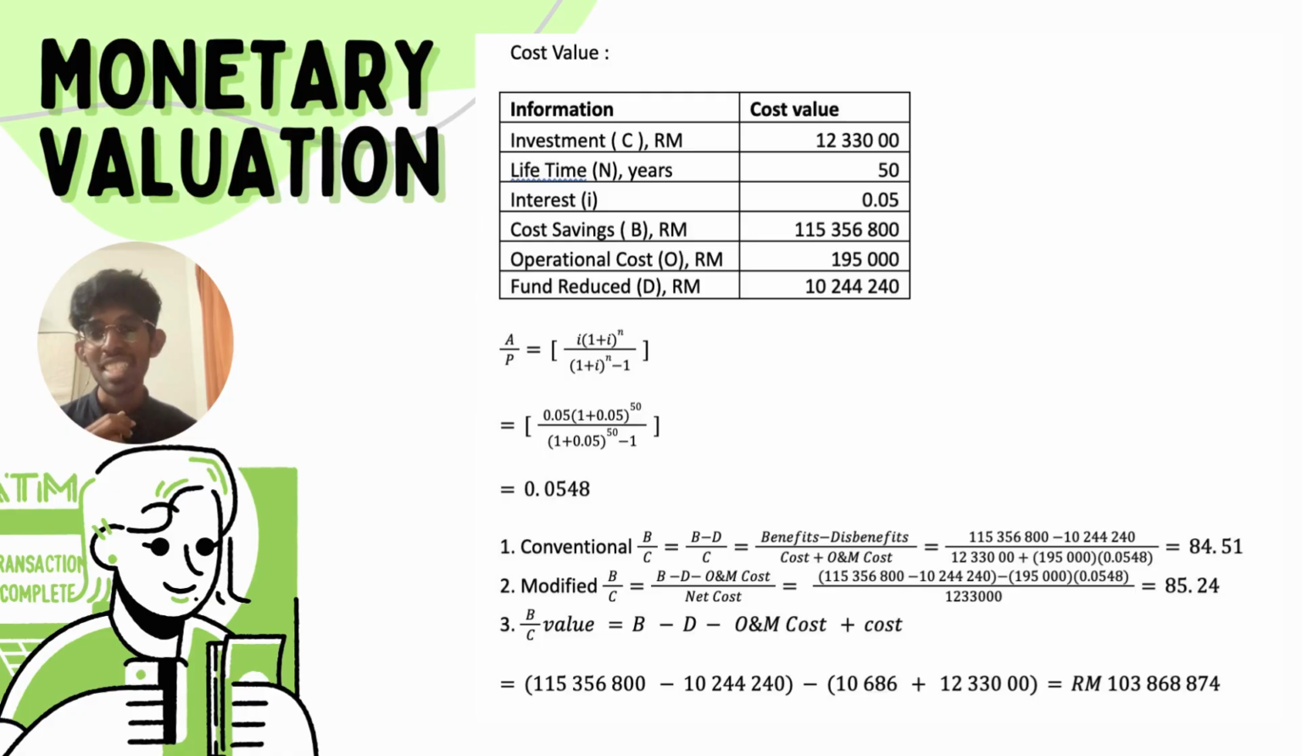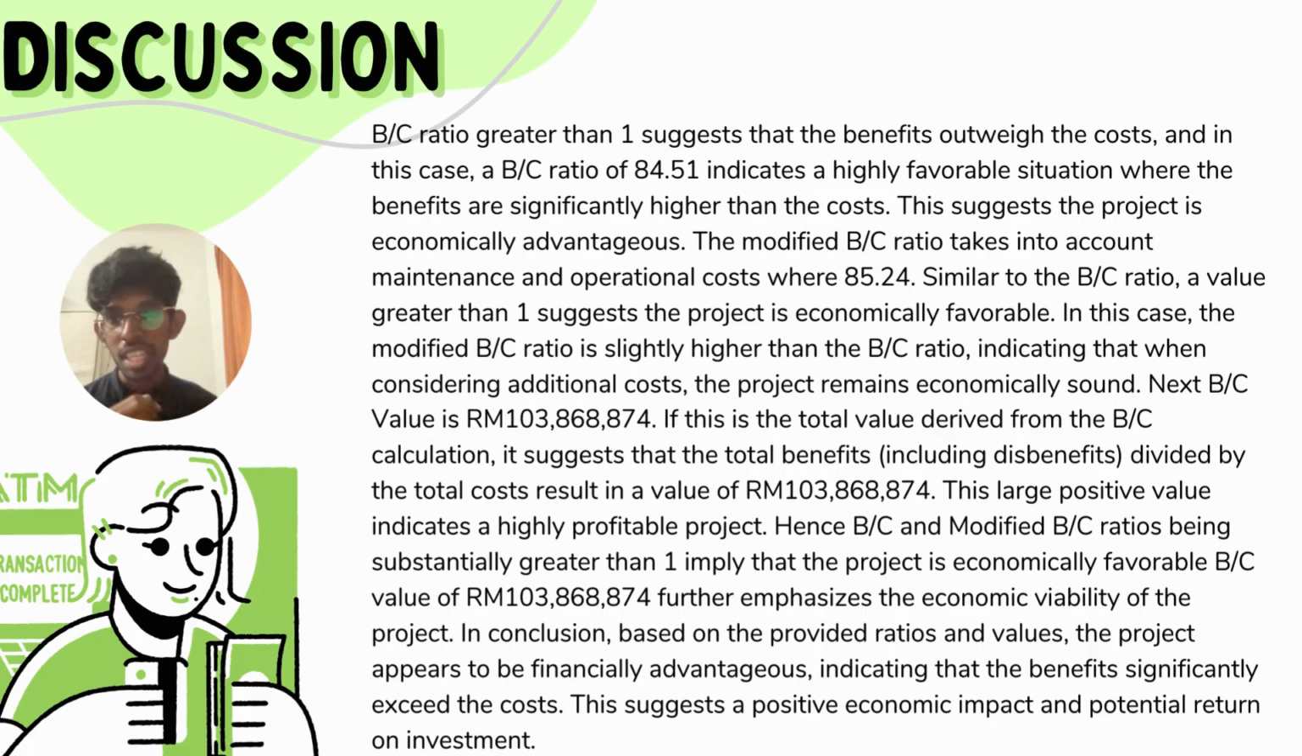So for the discussion, B over C ratio is greater than 1, suggesting that the benefit outweighs the cost. And in this case, B over C ratio of 84.51 indicates a highly favorable situation where the benefit is significantly higher than the cost. So this suggests the project is economically advantageous.